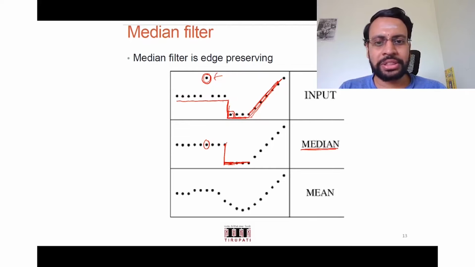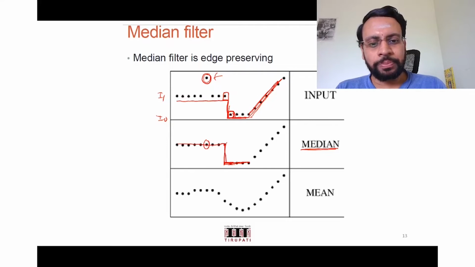Suppose I want to apply it here, what should be the new value? Assume a simple 3x3 window. This value, let's call it I0, and this value I1. So what would be the values for this one? I0, I0, I1. You order them in ascending or descending order, it would still be I0. Similarly, look at here. The values would be I1, I1, I0. So this would remain as I1. And this is how you would nicely get the profile of it.